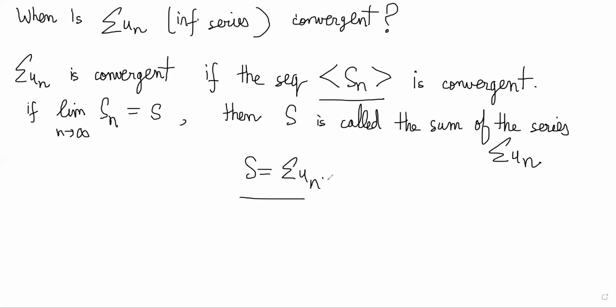Why does that make sense? That makes sense because think about this sequence. This sequence is S1, S2, Sn, S, very large number, right?